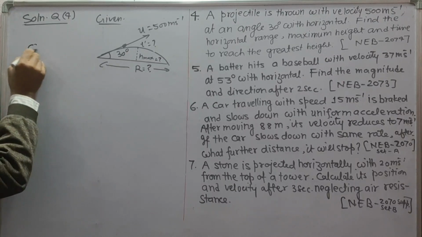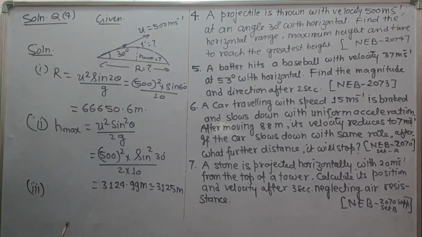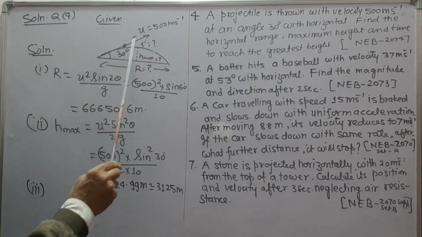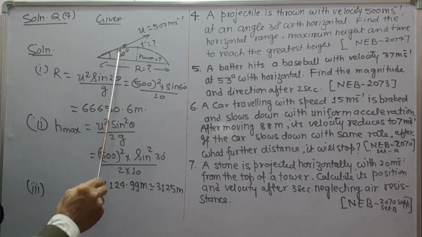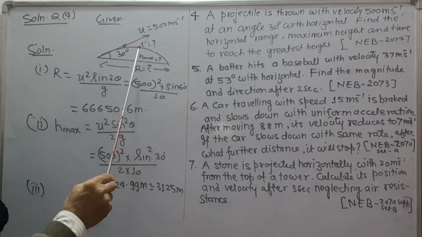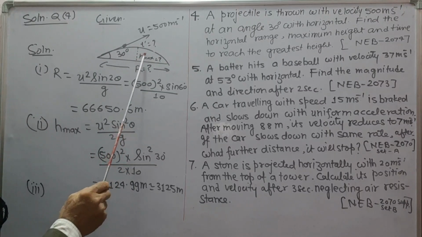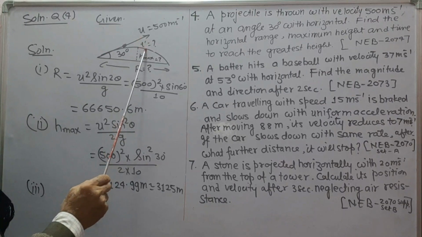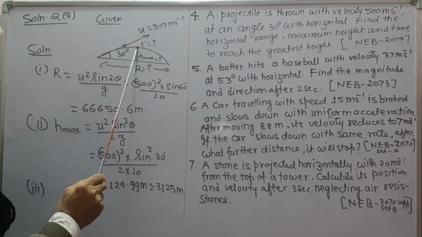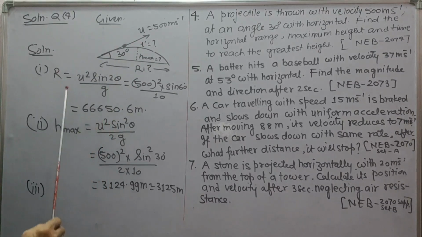Solution. First, this is the projectile thrown with velocity 500 meter per second at an angle 30 degree with the horizontal. We have to find the horizontal range r, the maximum vertical height h max, and the time to reach the greatest vertical height, suppose that is t dash.